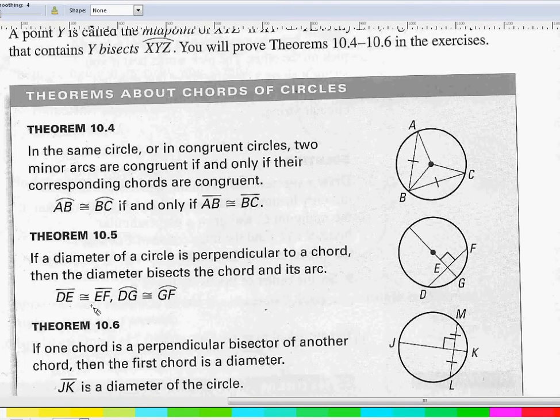line segment DE is congruent to line segment DF, and also that arc DG is congruent to arc GF. So let's see how we can prove that. We know that this is a diameter. We'll call the center of the circle again, let's call it O. So we have O as the center.